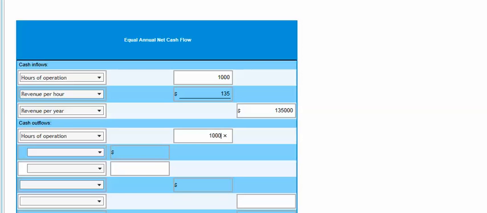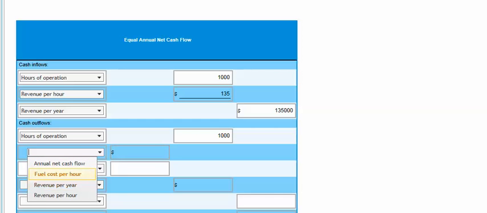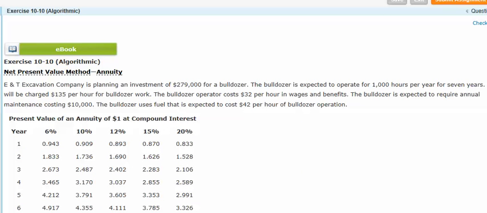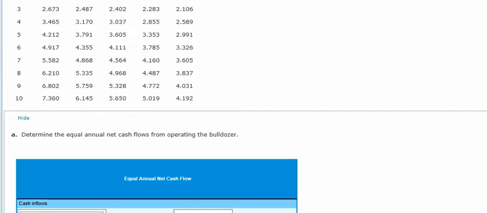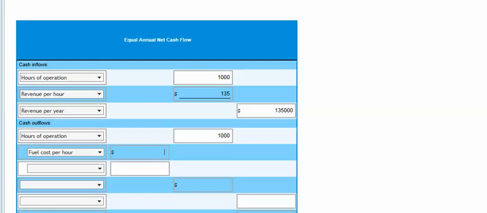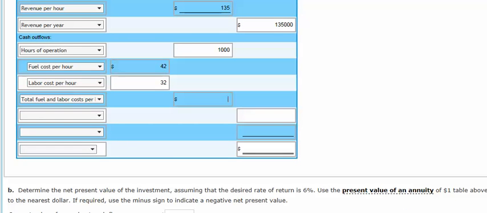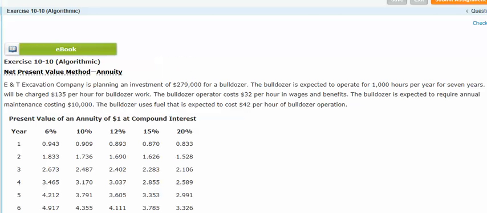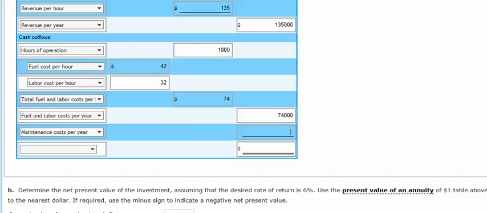My cash outflows, I'm going to have the hours of operation again. That's 1,000. I'm going to subtract my fuel cost per hour, which was $42. Our operating cost is $32. So we'll put those two numbers in there. First, we'll put in the fuel cost of $42, and then our labor cost of $32. We can figure out our total fuel and labor cost, which is 74, and my total cost for the year would be 74,000. Nice easy numbers for me here. Now we have our maintenance cost per year on the dozer, which is $10,000. So I can plug that in.